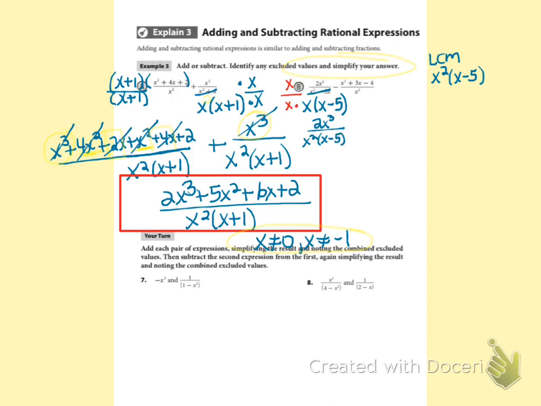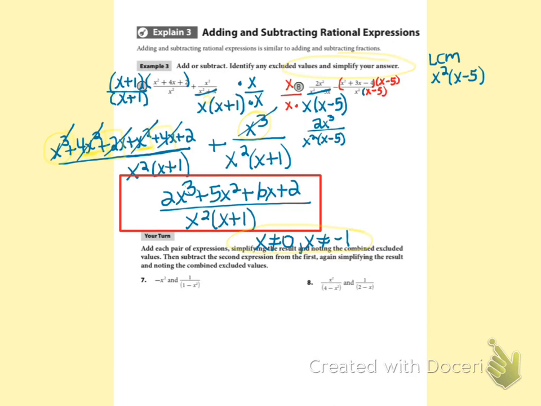Now in the second expression, this one is missing an x minus 5. So to make this denominator be x squared times x minus 5, I'm going to multiply it by an x minus 5. But that means I'm also going to have to multiply the top by an x minus 5. And so that means, again, I'm going to be multiplying a trinomial and a binomial. But now this time I'm going to be subtracting.